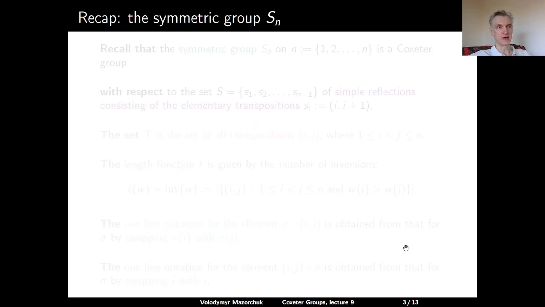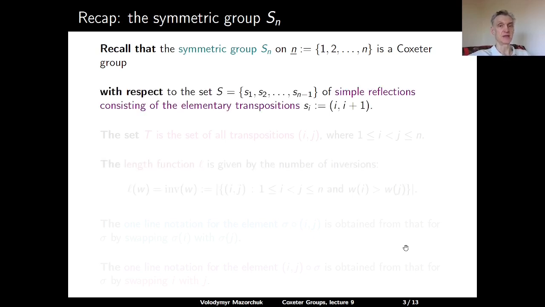Now let us recall some basic things about the symmetric group Sn. So we have the symmetric group Sn of all permutations of the set 1, 2, and so on to n. So the elements are bijections on the set, and the group operation is composition. This group is a Coxeter group with respect to the set of simple reflections, and this set consists of elementary transpositions which just transpose two neighboring elements. So s_i, where i is between 1 and n minus 1, swaps the elements i and i plus 1.